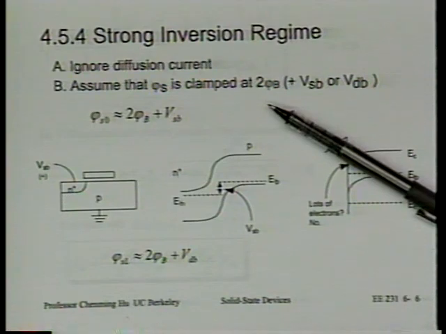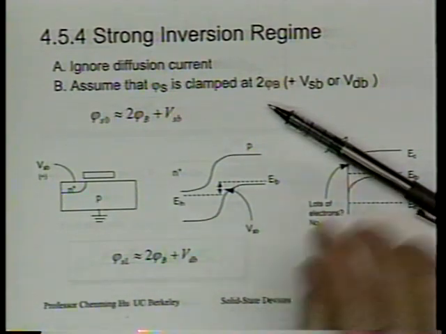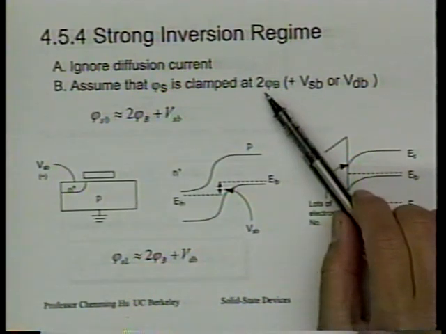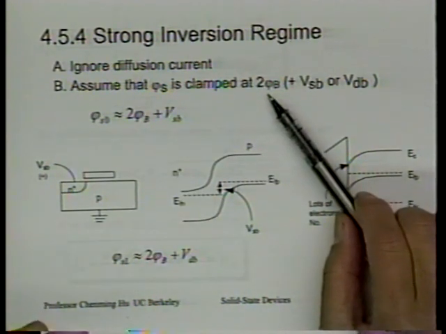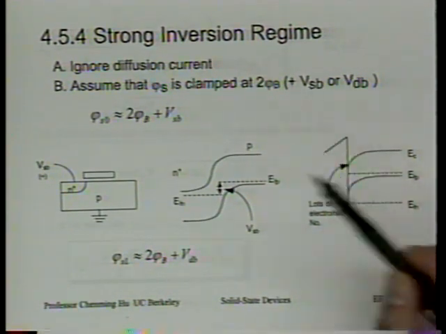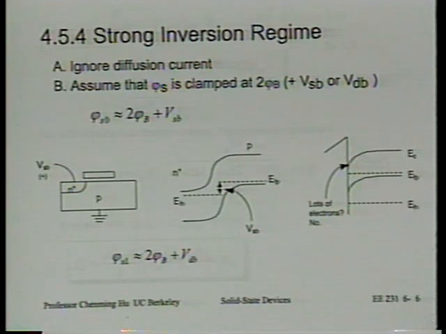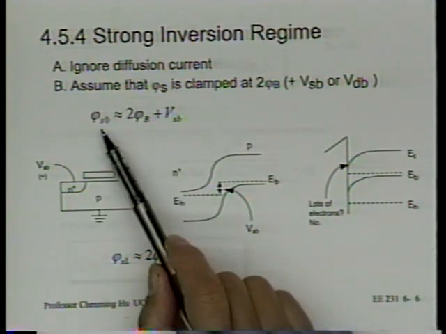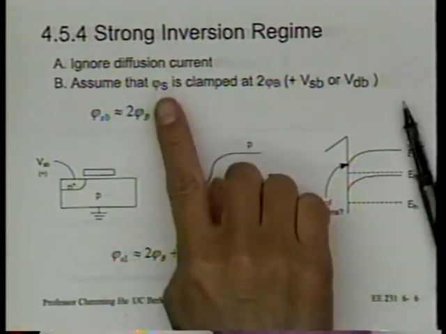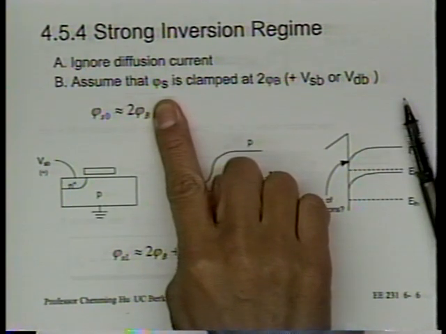It assumes that phi S can continue to increase with increasing VG beyond VT, although phi S does not increase much, but it does increase. So here we can make the approximation that phi S is clamped at 2 phi B. Of course, in certain terms, this 2 phi B must still be increased by VSB or VDB, as we talk about today. In that case, you can show that phi S0 becomes very simple, just 2 phi B plus VSB. 2 phi B because once the inversion happens, it is supposed to be pinned just at 2 phi B.